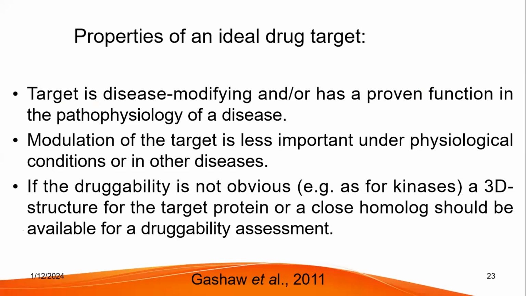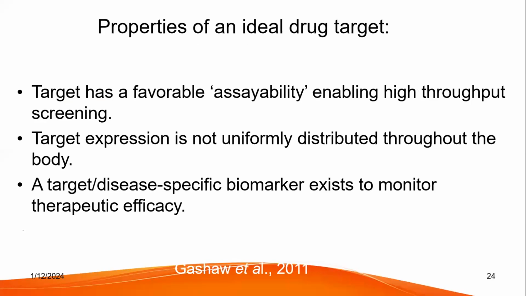So, properties of an ideal target: it must be disease modifying. The modulation of the target should be less important under physiological conditions. And then if the druggability is not obvious, you should be able to carry out a druggability test to validate whether it is druggable or not. If you know the 3D structure, or if you don't have the 3D structure, you can do homology modeling and perform a druggability assessment before, or you just go ahead and pick a target that has already been validated.